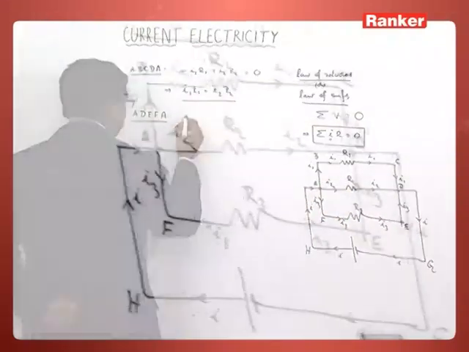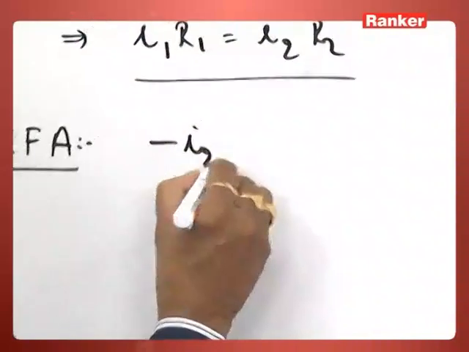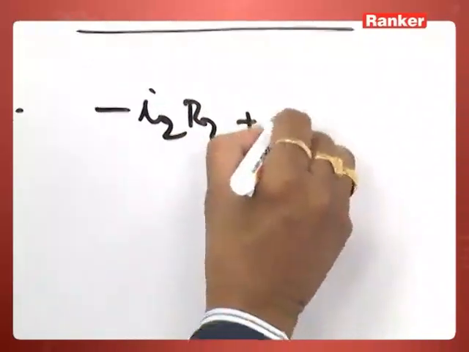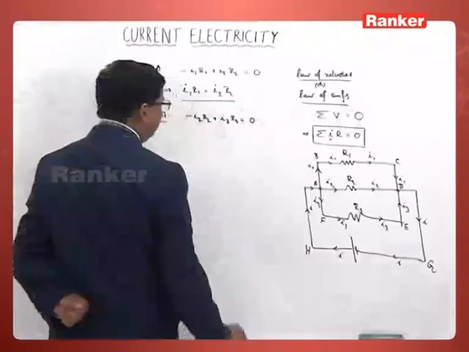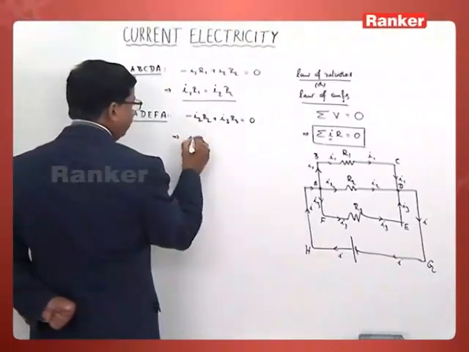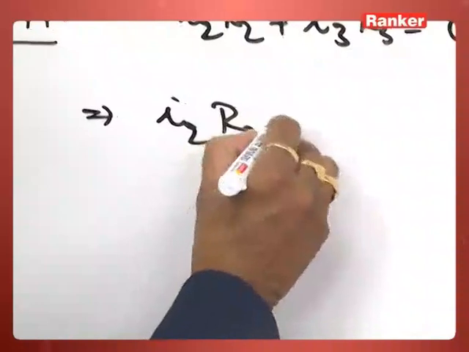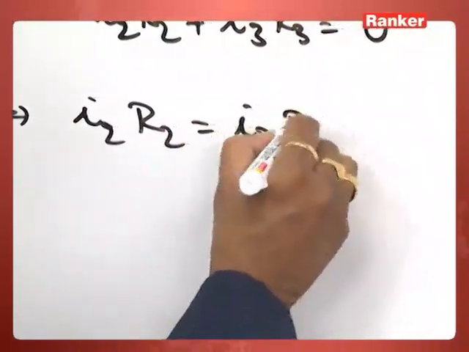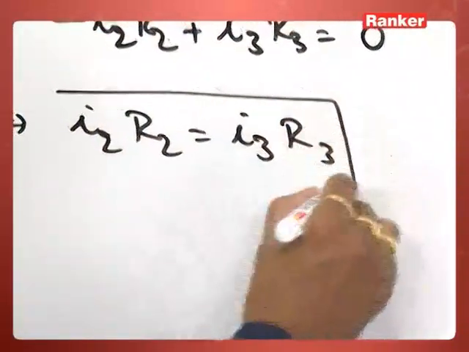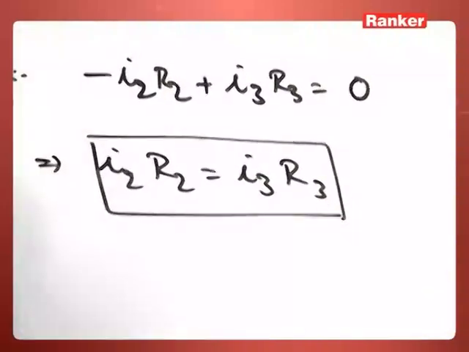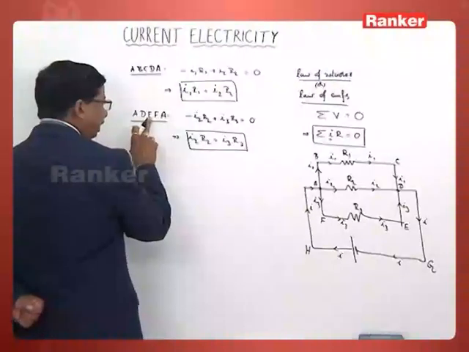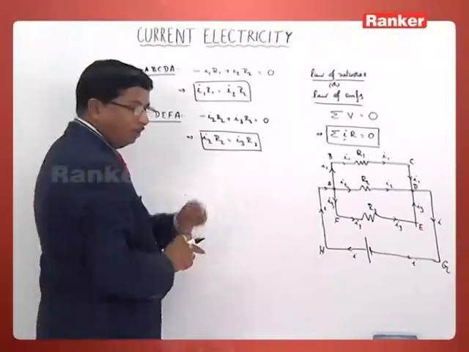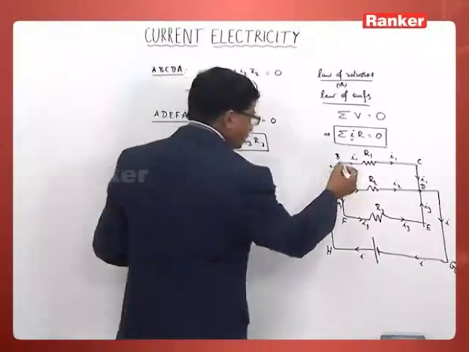Now you check it. Minus I2 R2 plus I3 R3 is equal to 0. So, what can I write now in this case? I2 R2 is equal to I3 R3. This is the outcome as far as the second network, AD EFA, is concerned. Look at the next one.